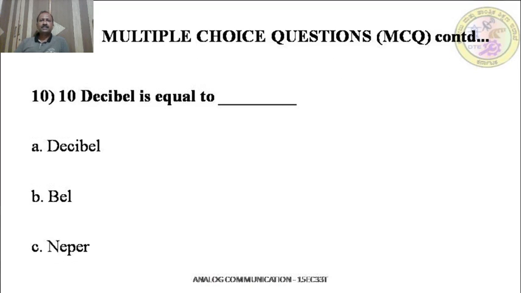Okay, last MCQ question. 10 decibel is equal to: A, decibel; B, bell; C, neper. For this, correct answer is bell. Bell is equal to 10 decibels.